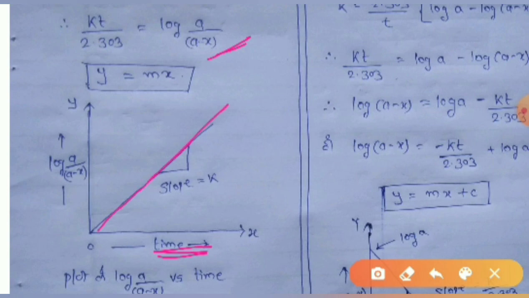through the origin. Such a line or graph, if you consider the slope of this equation, that will be the k. So the slope of this graph is k, and this is a graphical representation of a first order reaction in the form of y equal to mx, which is the equation of the line passing through the origin.